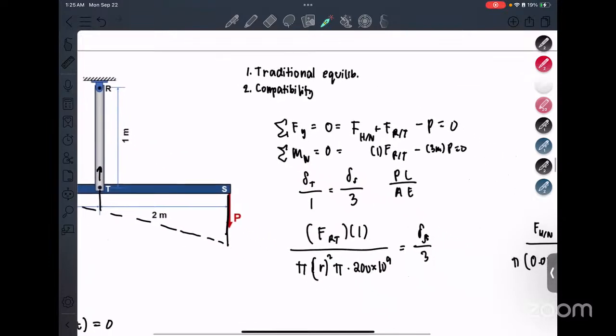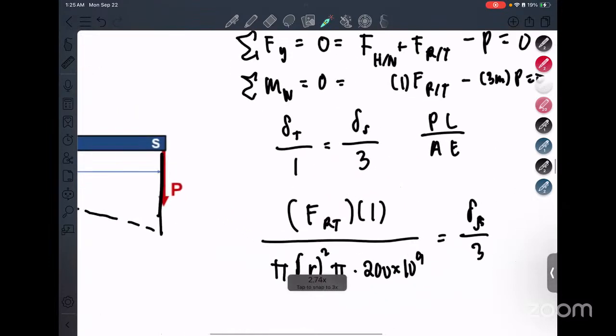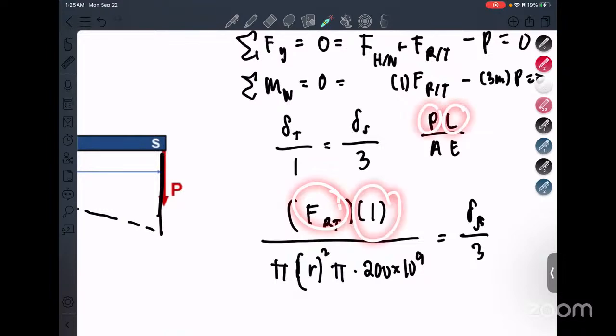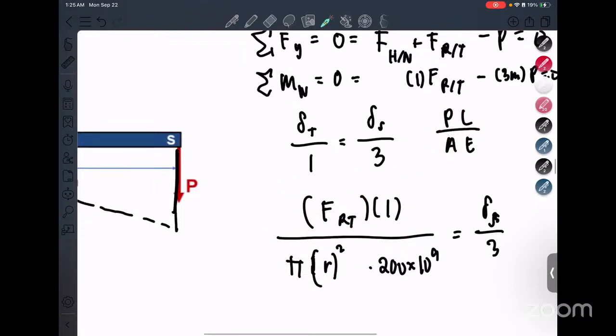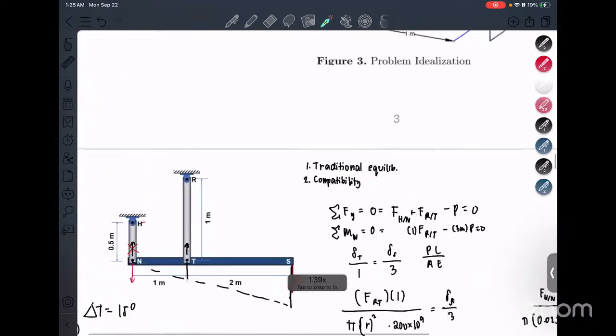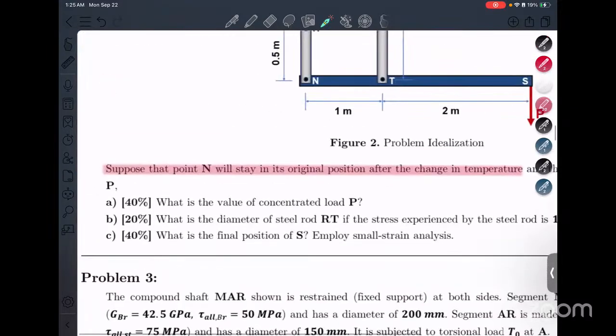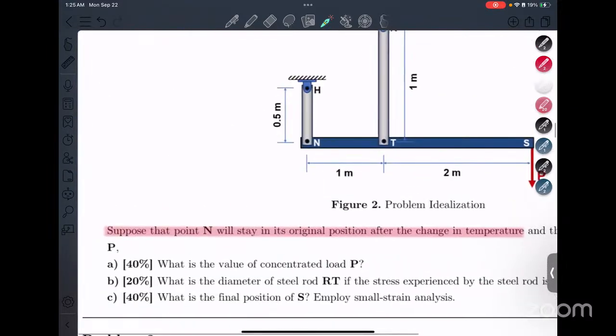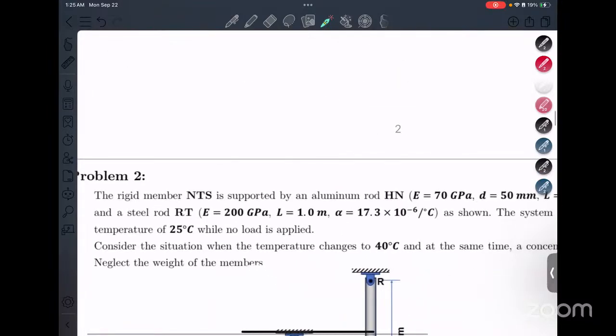Expressing it in terms of PL over AE, this is the force P, the length 1 meter, the area pi r squared, so one pi. We don't know the diameter or the radius yet because it's not given. Actually, it is a part of the question. Part B asks for the diameter. It's just not given here.